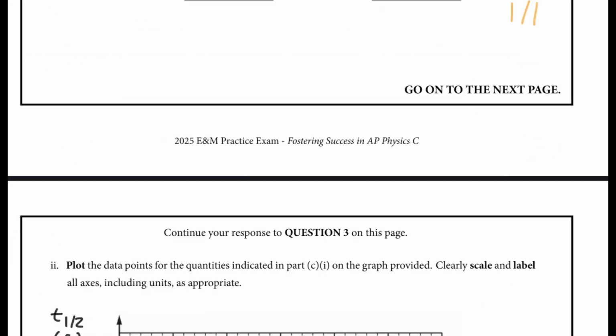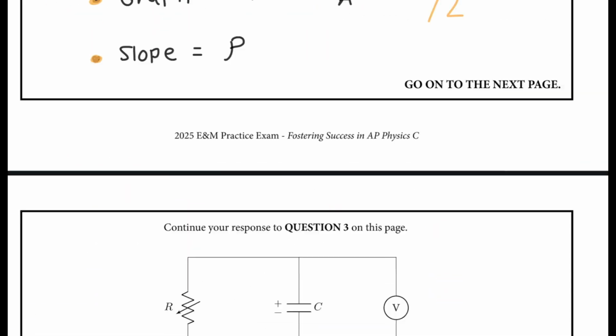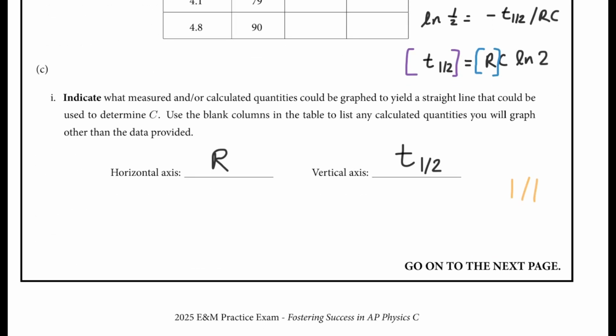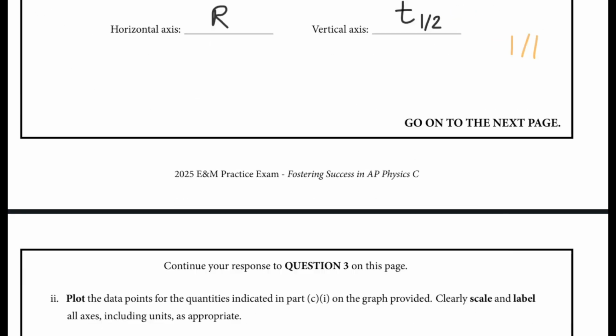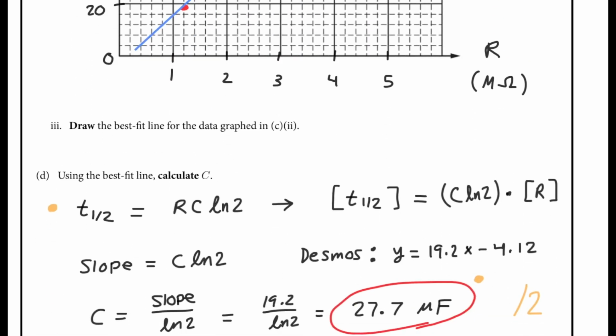So the lab question's worth 10. 2 for design your own experiment, 2 for analyze your own experiment, 1 for the correct linear relationship, 3 for graphing a relationship properly with the best fit line, and 2 for the correct analysis of the experiment.